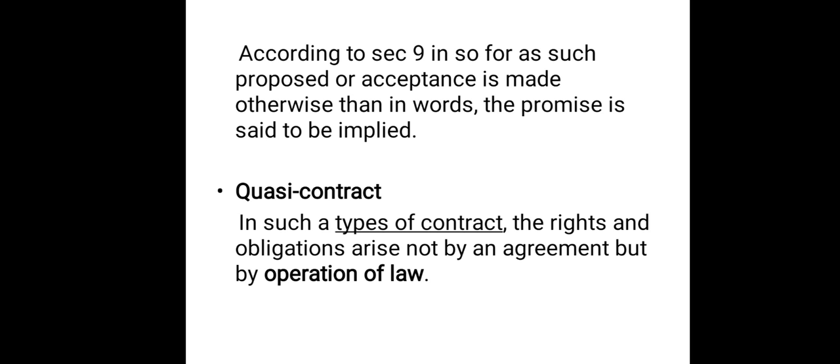Next one is quasi contract. In such a type of contract, the rights and obligations arise not by an agreement but by operation of law. The contract moves to the wrong person, we can take it unexpectedly, but the person can enjoy the benefit. The goods are delivered to some person wrongly. That person can enjoy the product, and without any hesitation they use it, because they got the product.